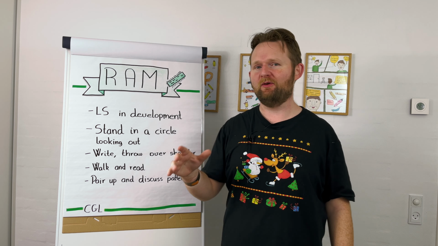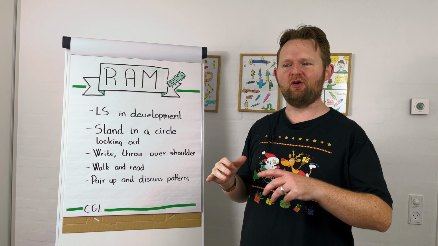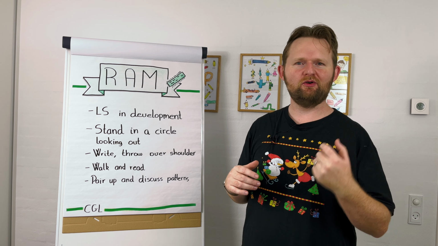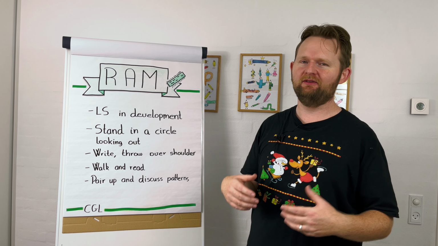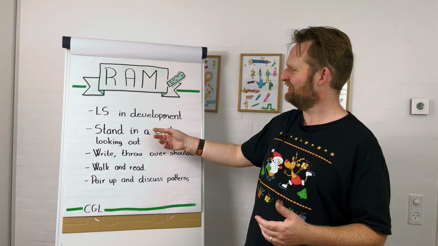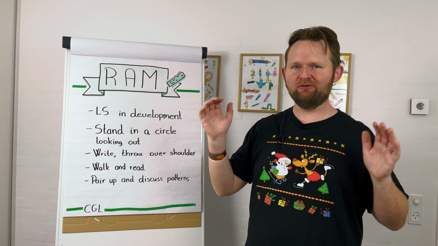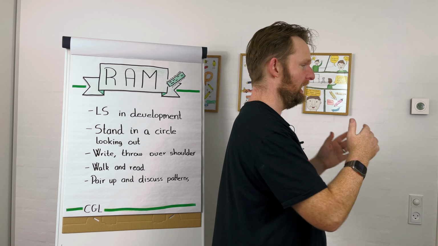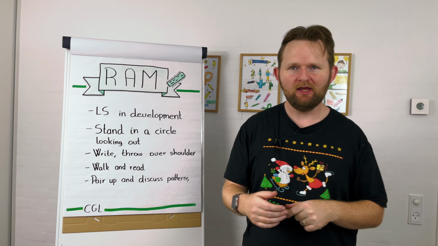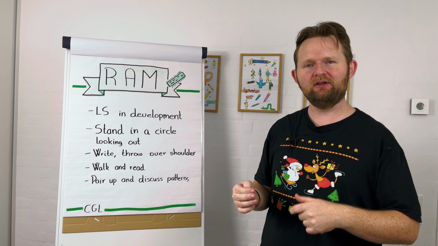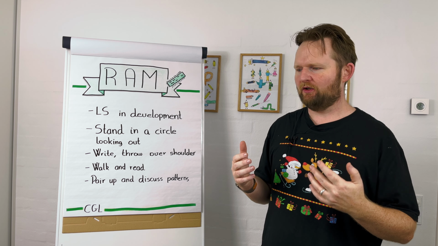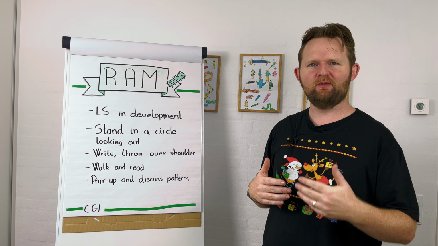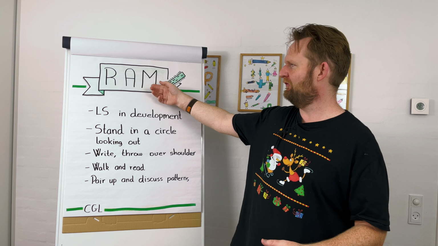So random access memory is a really good debrief, or what did we pay attention to, or what stood out. So you ask the participants to stand in a circle looking out, so not looking into the circle but looking out from the center. And then everybody needs to have pen and paper, and then you ask them the traditional question, something like, what stood out, what will you remember from today, hence the memory.